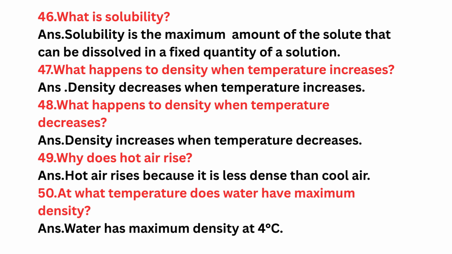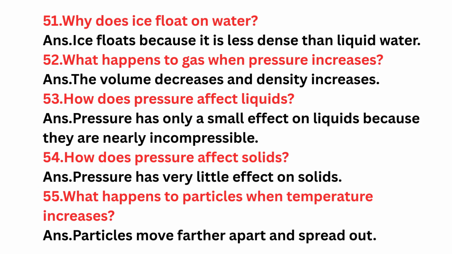Question number 50: At what temperature does water have maximum density? Answer: water has maximum density at 4 degrees Celsius. Question number 51: Why does ice float on water? Answer: ice floats because it is less dense than liquid water. 52. What happens to gas when pressure increases? Answer: the volume decreases and density increases.